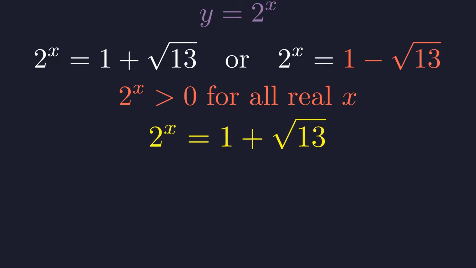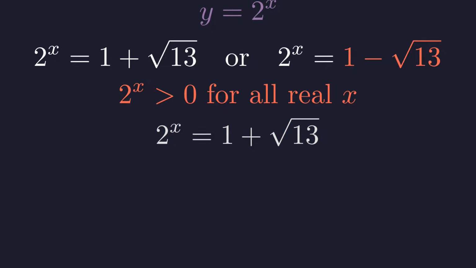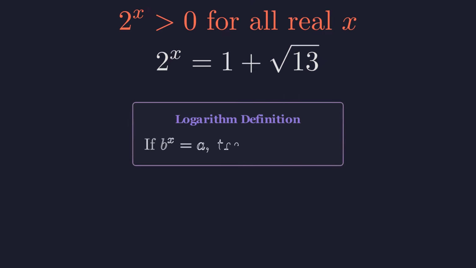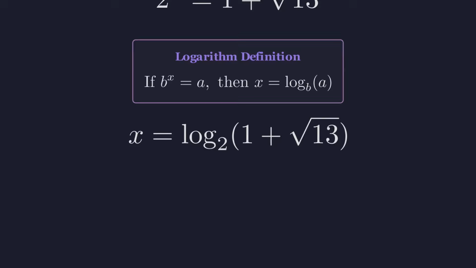To get x out of the exponent, we need logarithms. Logarithms are just the inverse of exponentiation. If b to the x equals a, then x is the log base b of a. So x equals log base 2 of 1 plus root 13.